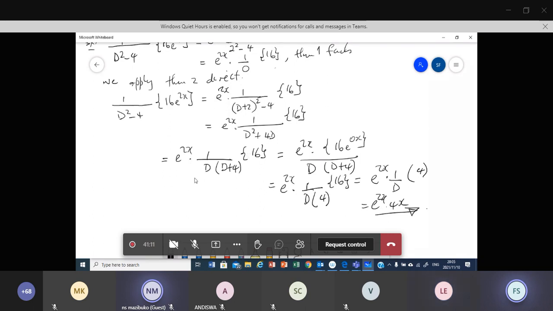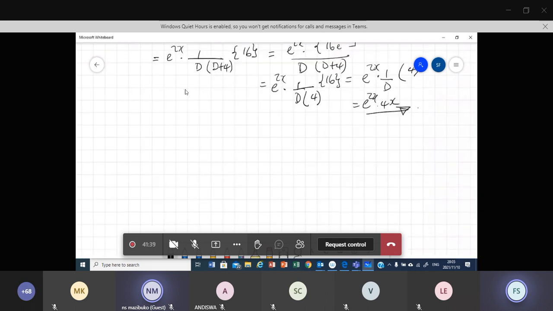Next, there's d squared here. Pull out d as a factor. Then I'm left with d plus 4 into 16, and this is a constant. In case 1, I apply e to the power 0x on this d, not on that d, because 1 over d is not known. So I can't put 0 here because the theorem will fail. So I put 0 here, then the answer ends up being like that.